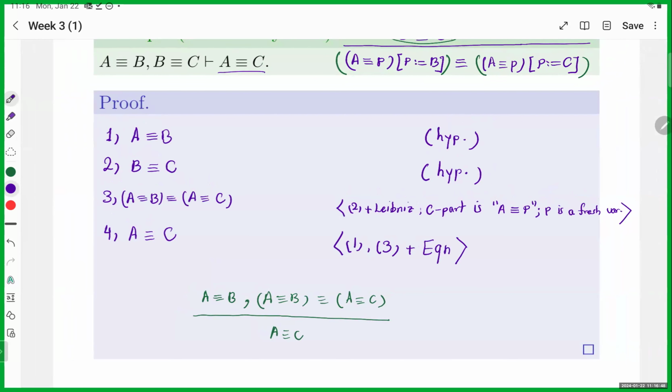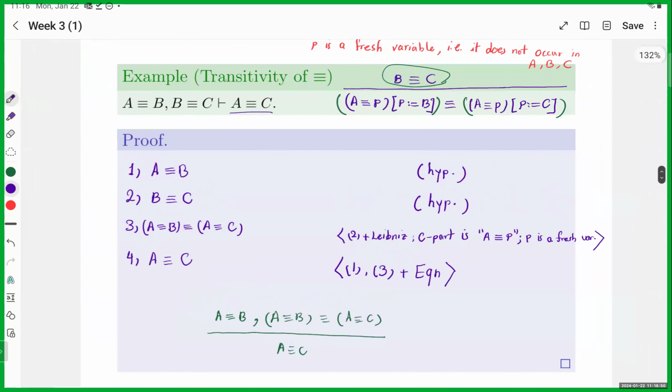Any questions? We are done. Why are we done? Because now we have shown that A is equivalent to C is a gamma theorem, where gamma contains these two formulas. Why is it a gamma theorem? Because it appears in a gamma proof. I wrote a gamma proof, a proof that uses only hypotheses from a given set that I call gamma.